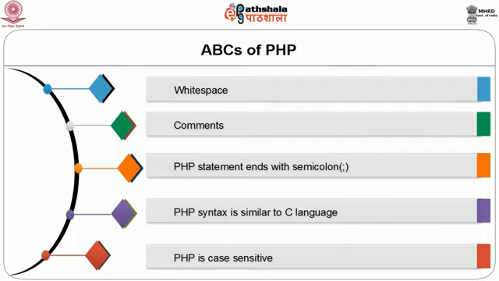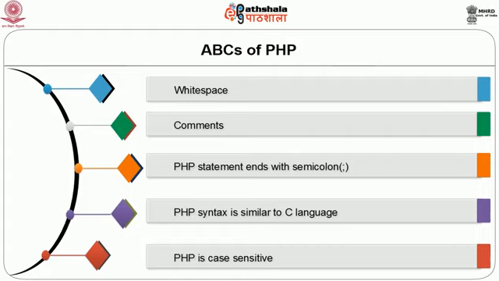White space includes spaces, tabs, carriage returns, etc., and even if you provide multiple white spaces, they will also be ignored. In PHP you can also write comments. Comments can be single line or multiple line. Multiple line comments are also known as block comments. It is very similar to the C language. Two slashes are for a single line comment, slash asterisk and asterisk slash for a multi-line comment.